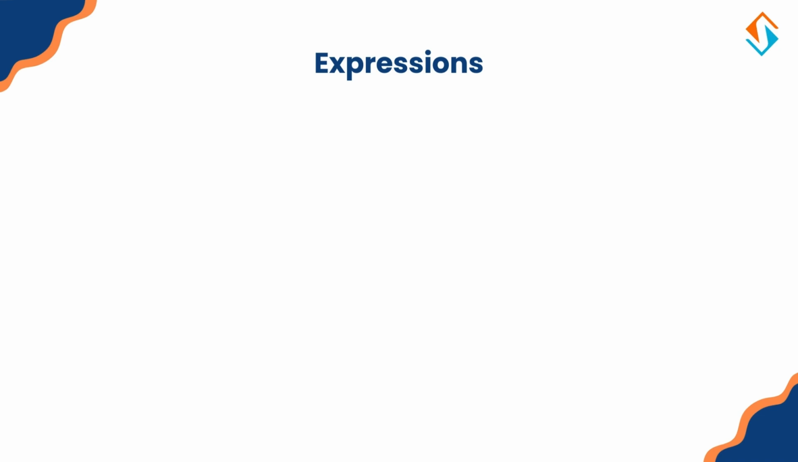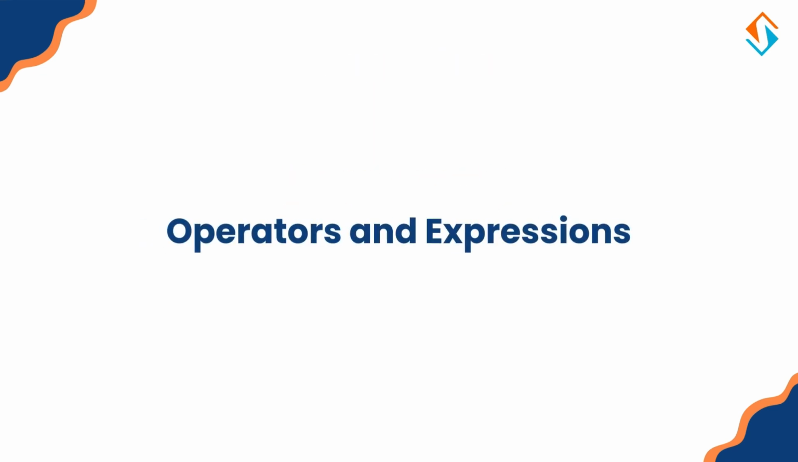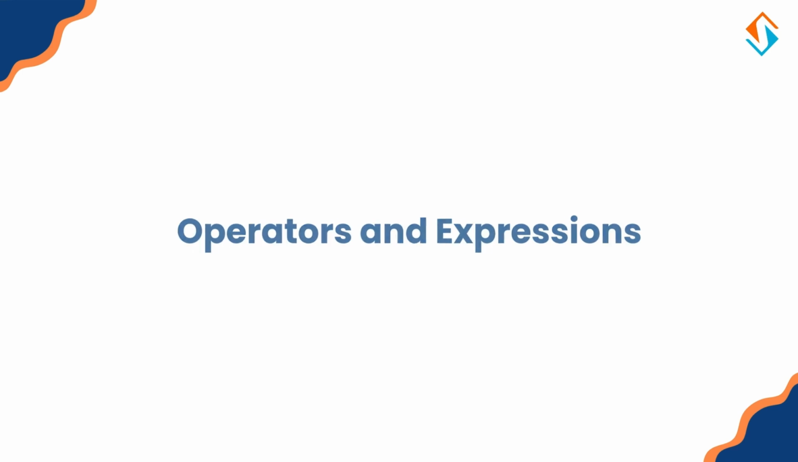Now let's talk about expressions. An expression is any combination of variables, constants, and operators that evaluates to a value. For example, this is an expression, and the result depends on the values of A, B, and C. Remember, C++ follows the order of operations, also known as precedence. Multiplication and division come before addition and subtraction, just like in math. And that's the basics of operators and expressions in C++. They're the building blocks for making your programs calculate, compare, and make decisions.